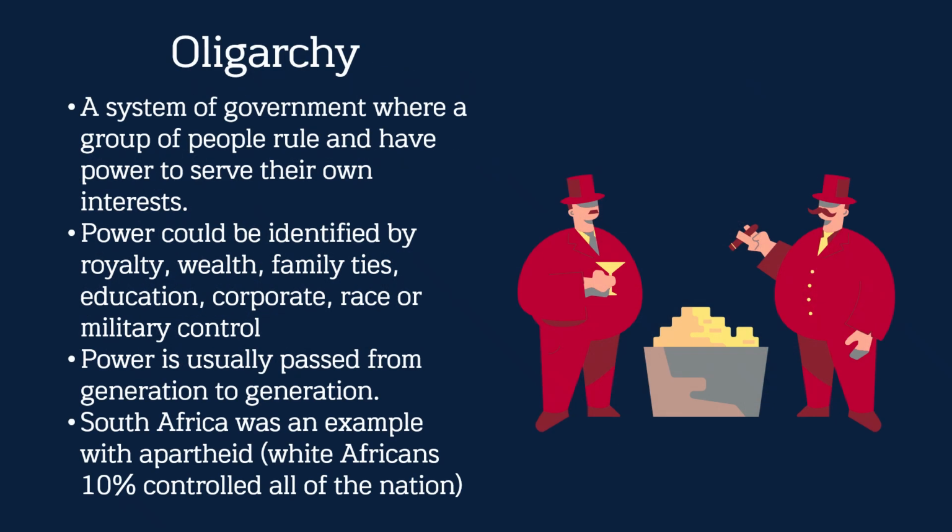Now, an oligarchy is another form of totalitarianism where a system of government has a group of people that rule and they use that power to serve their own interest. Power can be identified by royalty or wealth, family ties, education, corporate entities, specific races, or military control. Power is generally passed down from generation to generation successfully, and an example of this would be South Africa in the 90s with apartheid, with white Africans controlling about 10% of the nation's population, but having the majority of political power.